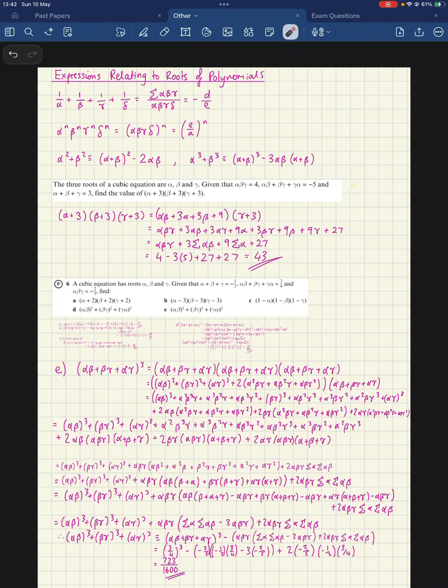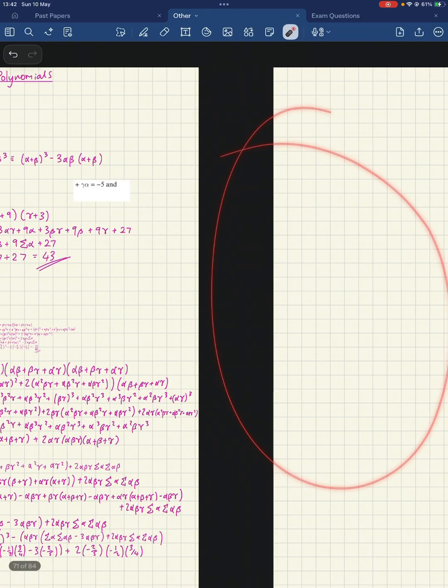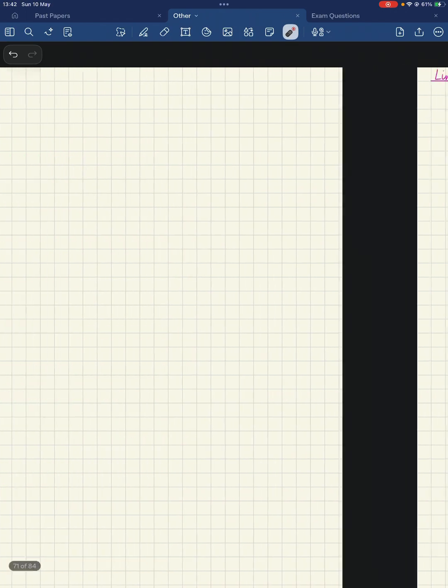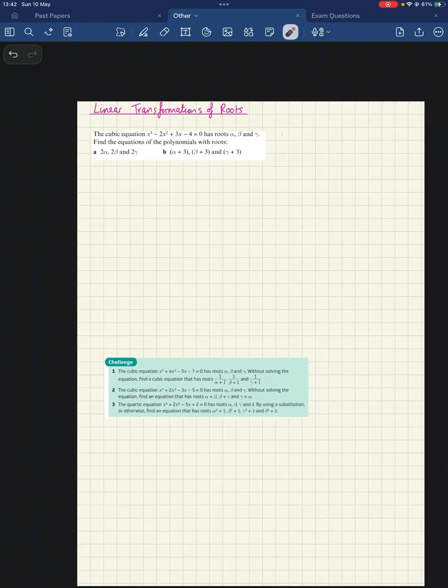Okay, well, we are done with this now. Expressions relating to roots. Oh, I even left another page, but we're just too good. We didn't need it. Okay, and next we are on to the final section, which is linear transformations of roots.